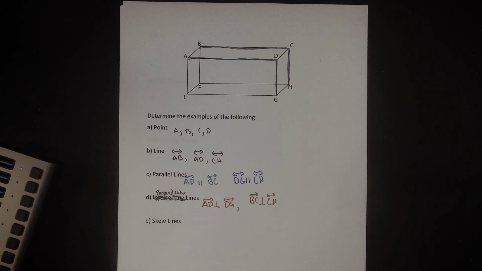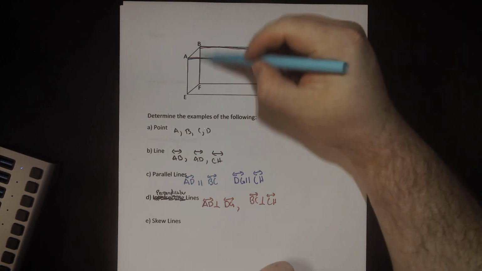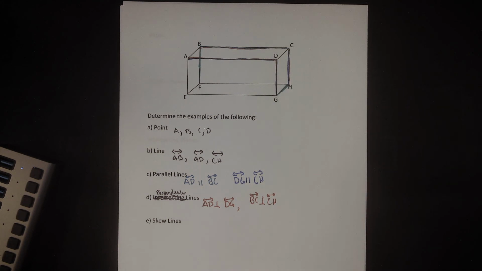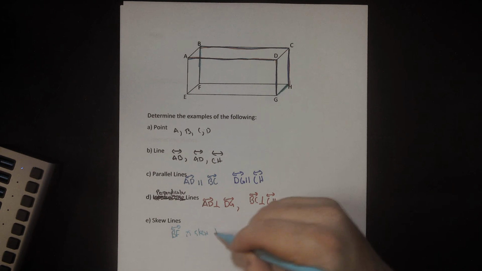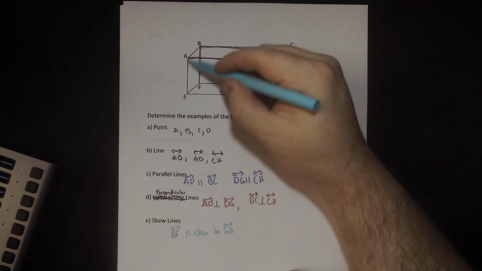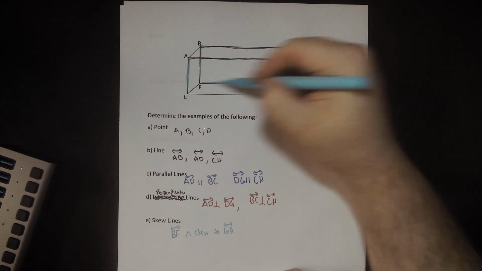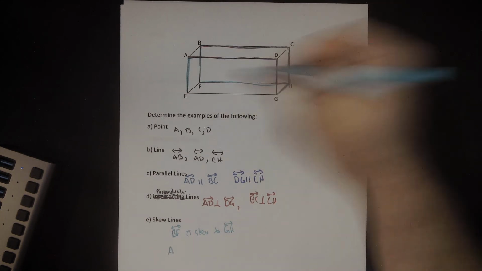So you have to imagine this in a 3D setting. And so if you think of GH running towards you and BF in the foreground going up and down, those are skew lines because they are never parallel and they're never going to intersect. So BF is skew to GH. Again, there's no real symbol for skew. And then we could say AE and FH are also skew, because again, this one's up and down, and this one's running back left and right into the background.